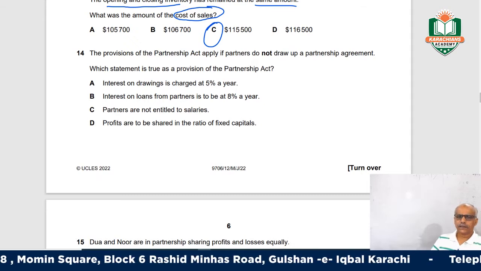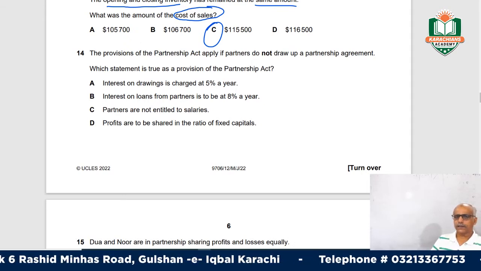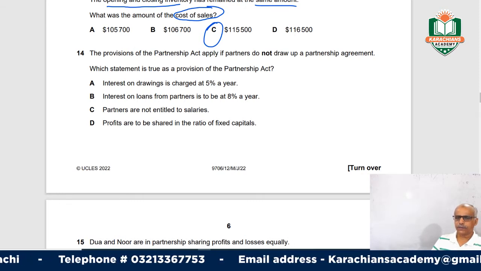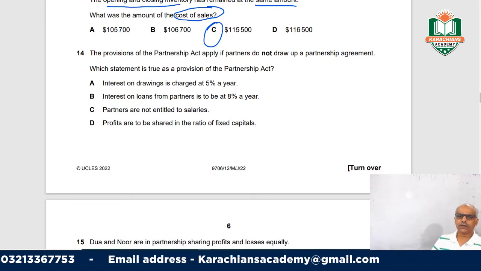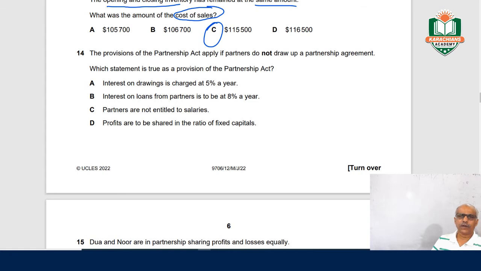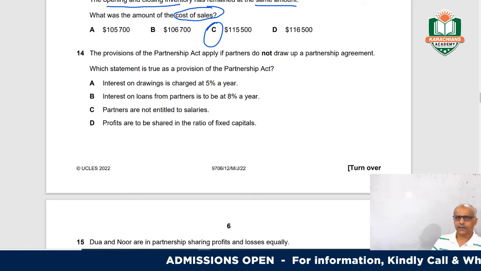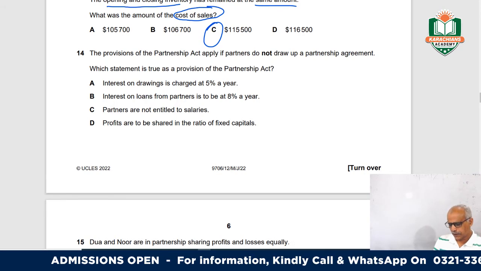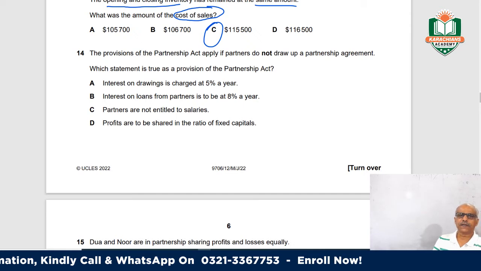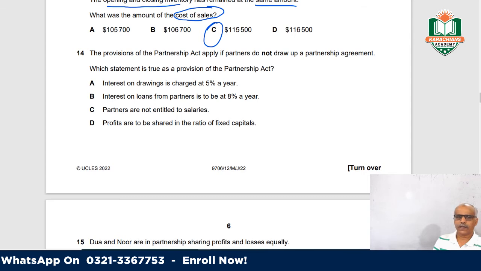Question 14. The provisions of Partnership Act apply if partners do not draw up a partnership agreement. This we know well, because in partnership, partners have to draw up an agreement, which could be verbal, or ideally it should be in writing, so that no dispute arises, and if any dispute arises, that should be resolved in accordance with the agreement they have reached, right?